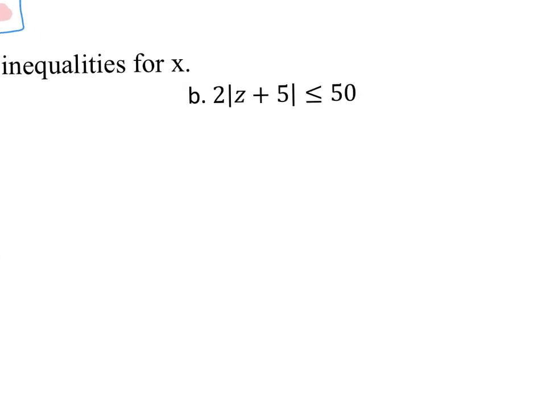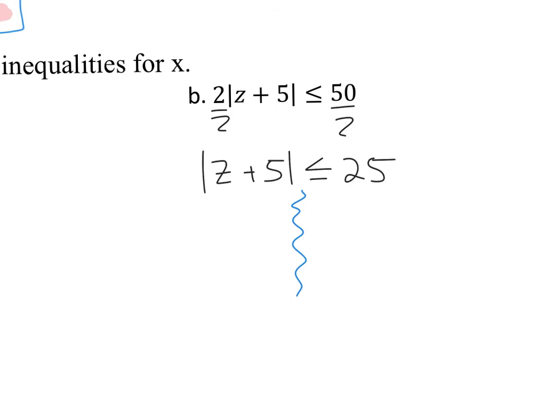Here, we do not have the absolute value isolated, so we need to go ahead and divide by 2. So this is z plus 5 is going to be less than or equal to 25, okay? Now, looking at this right here, we are going to go ahead and split it down the middle. I have myself a z plus 5 is less than or equal to 25, and then z plus 5 is greater than or equal to negative 25. Now, ladies and gentlemen, what do you do with the plus 5 here?